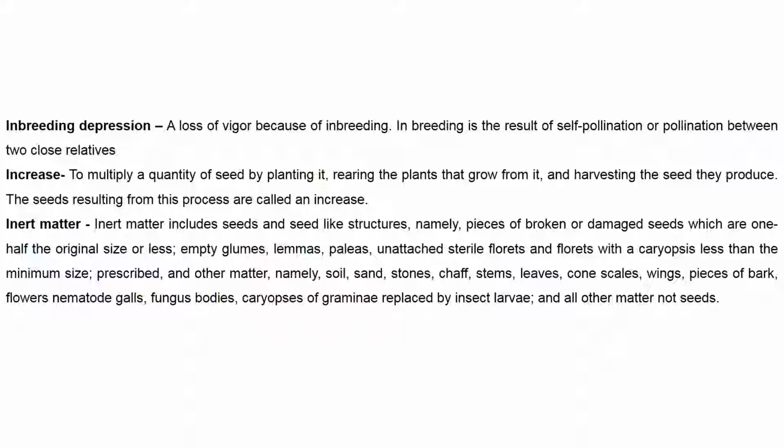Inert matter. It includes seeds and seed-like structures, namely pieces of broken or damaged seeds which are one half of the original seed or less, empty glumes, lemma, palea, unattached sterile florets and florets with a caryopsis less than the minimum size. Prescribed and other matter, namely soil, sand, stones, chaff, stem, leaf, cone scales, wings, pieces of bark, flower, nematode galls, fungal bodies, caryopsis of Gramineae replaced by insect larvae and all other matters, not seeds.